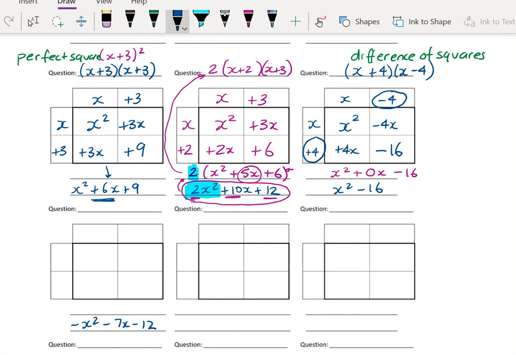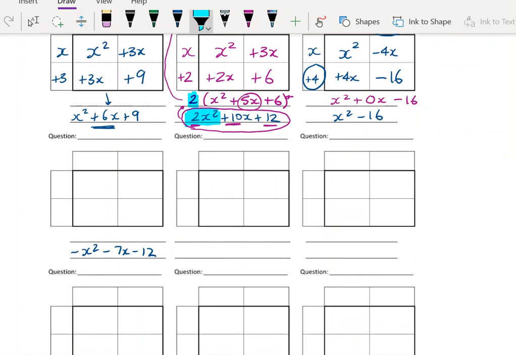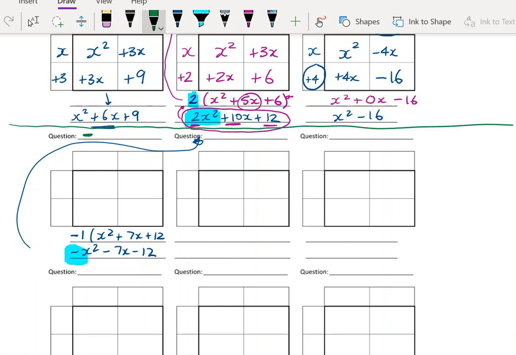Okay, the final question. Again, what's horrible about this question is this minus sign out of the front. We can get rid of that in a similar way as what we did with this question here, is to take out a common factor of minus 1. So I'm going to make this minus 1, x squared plus 7x plus 12. So when I go to write what the question must have been, I'm going to put a minus here. This is getting a bit messy up here. I'm just going to put a line across there. So our answer to this question is going to go here.